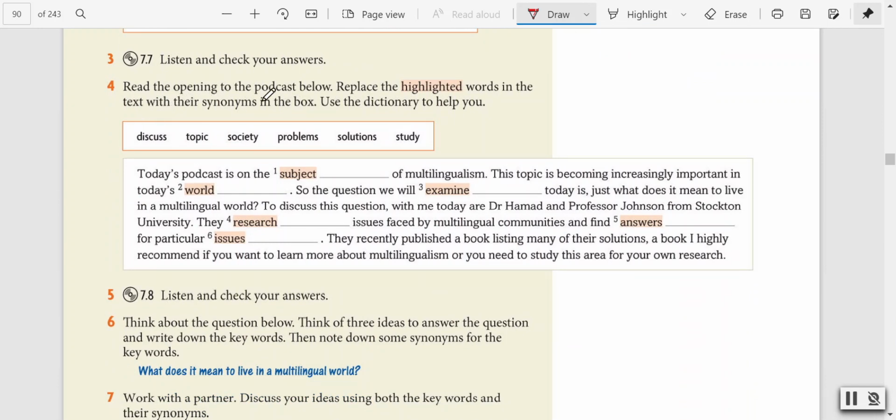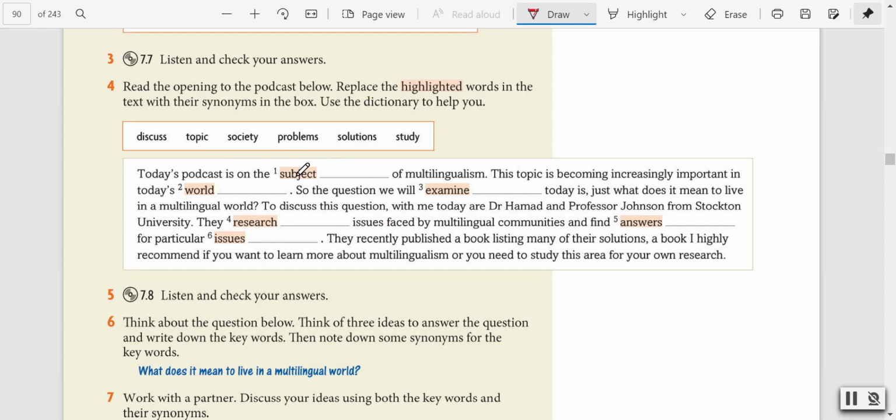Read the opening to the podcast below. Replace the highlighted words in the text with their synonyms in the box. Use the dictionary to help you. Today's podcast, we have some words in here. Discuss, topic, society, problem, solution, study. And also in here we have this word that is highlighted by yellow. We must change them and use these words instead of them. Be careful about choosing the right synonym for each one.